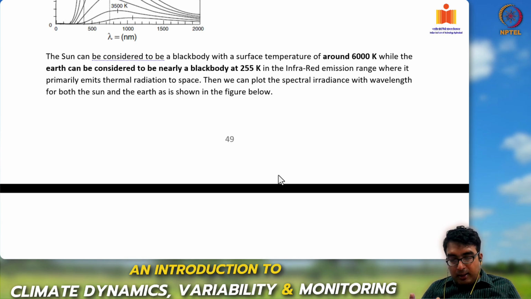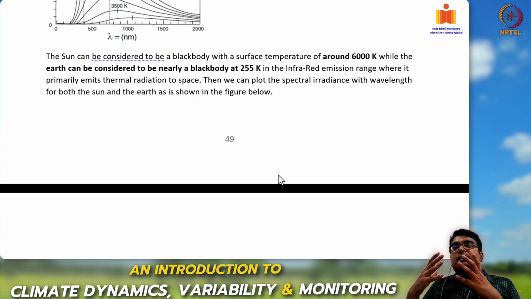Earth is not a perfect black body. We know this because Earth has an albedo. It is certainly not absorbing all the solar radiation which is incident upon it. However, the Earth's temperature is quite low, so its black body emission temperature to space is around 255 kelvins.